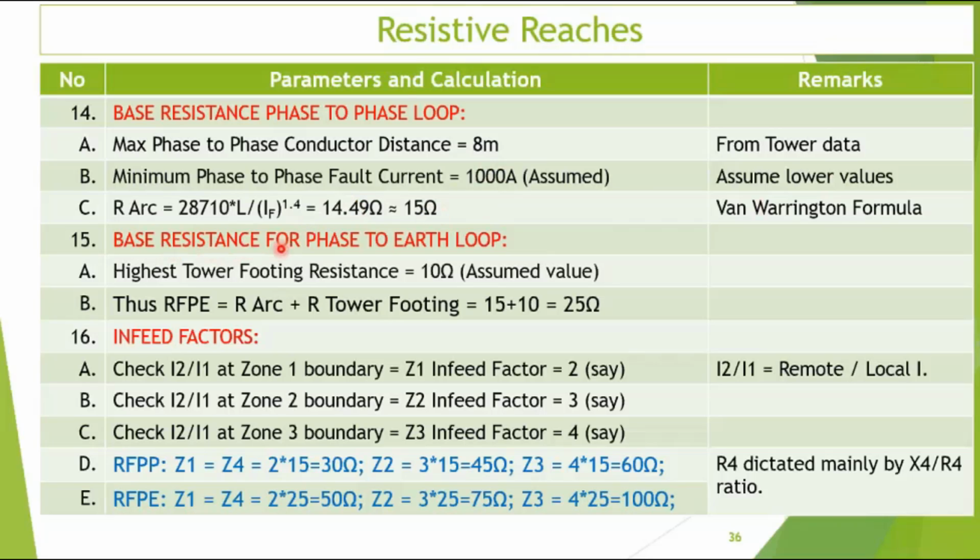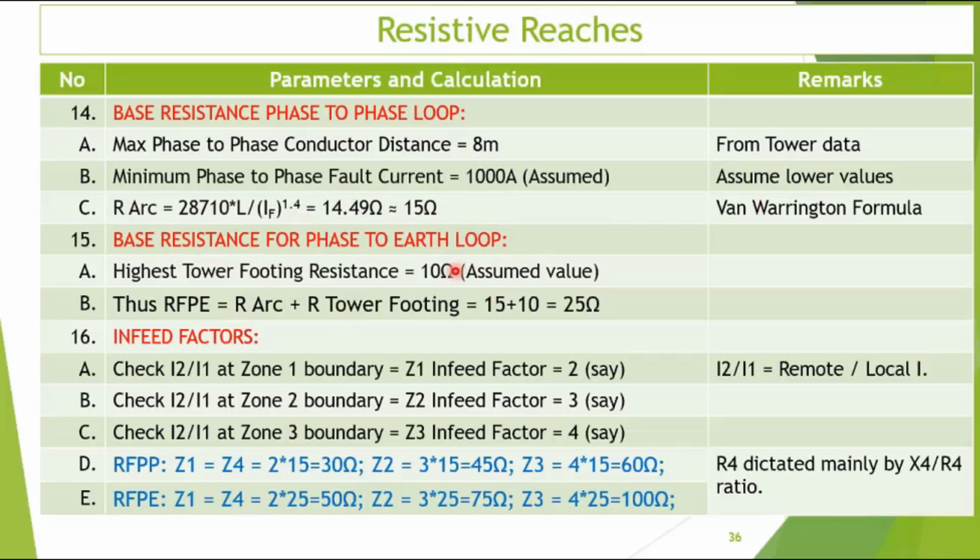Okay, so base resistance for the phase-to-phase loop will be the arc resistance. This is the minimum resistance which has to be considered. And the base resistance for the phase-to-earth loop will be the arc resistance and the tower footing resistance. Approximately, in our system, we take 10 ohm as the tower footing resistance.